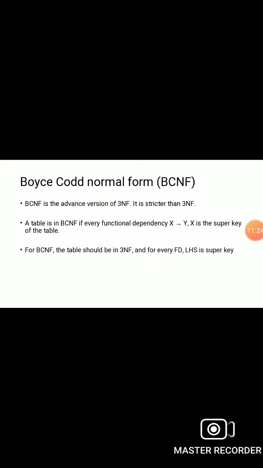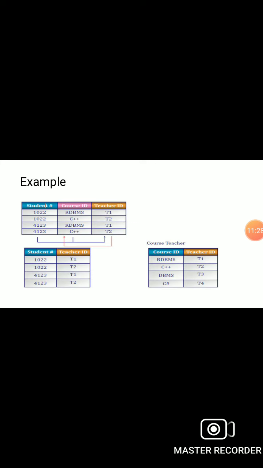Here the left-hand side has a super key value. For every table you can observe that the student ID is the super key. For the second table, student ID, teacher ID. Teacher ID is becoming a foreign key. The primary key, student ID, is already there, no?